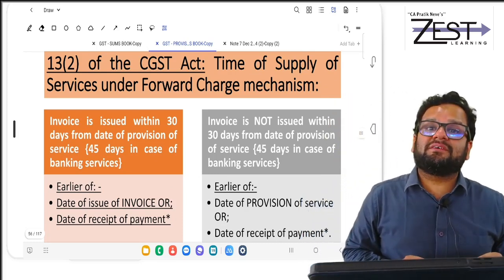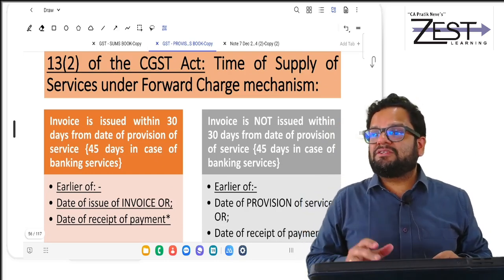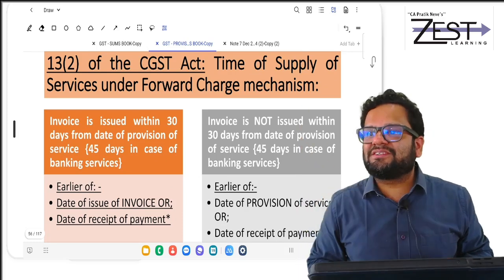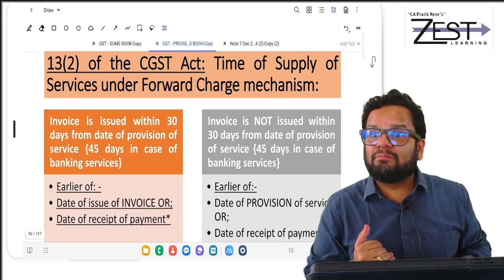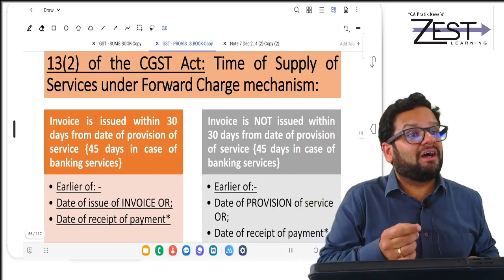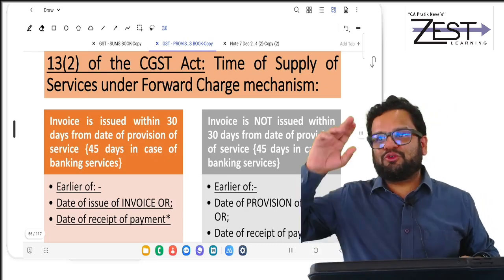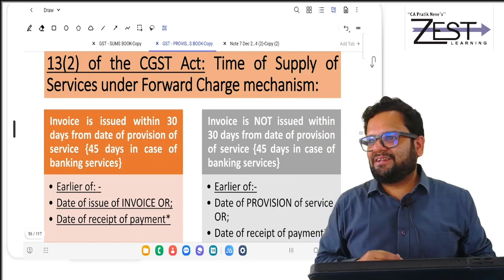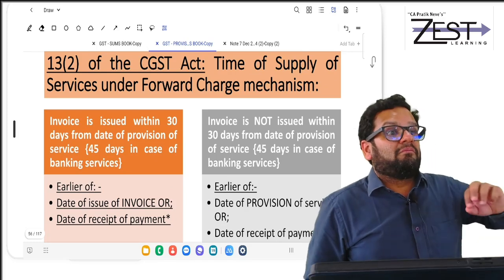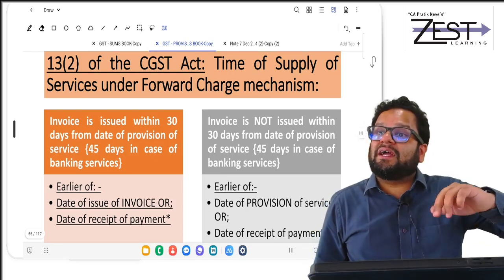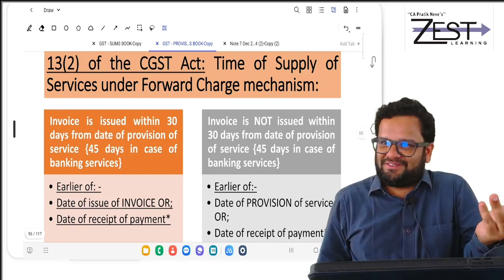When payment is received is important. So time of supply is going to be date of issuing invoice, or date of receiving payment, whichever is earlier. But see, if you understand this thought process, it will become easy for you to understand the provision. But if you are not making invoice in time, then what is the use of that invoice?